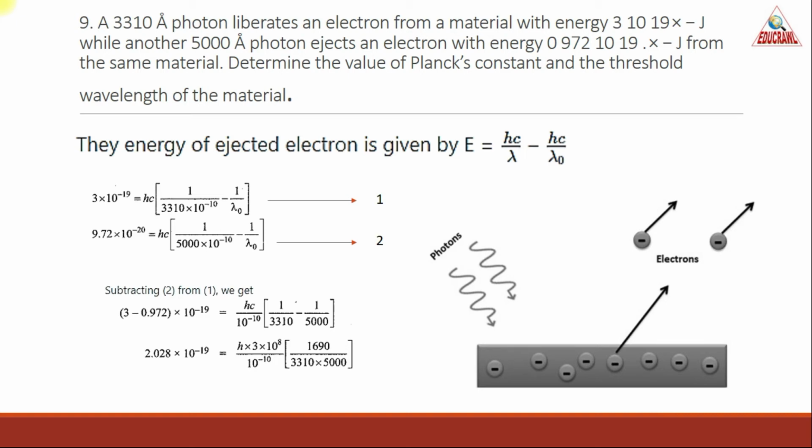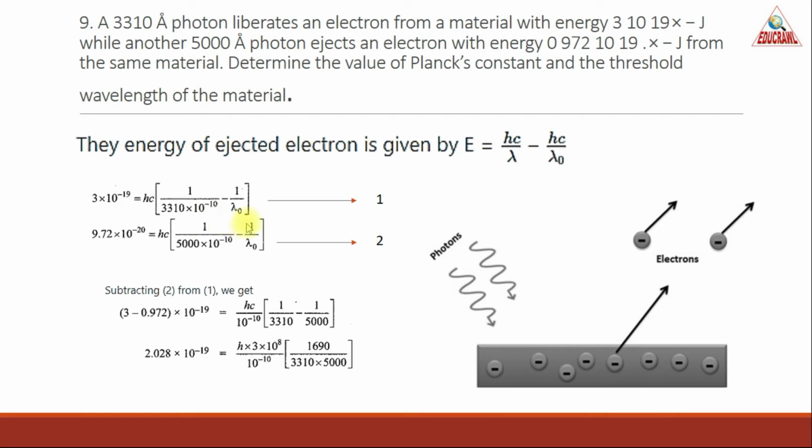Substituting the lambda value, lambda naught we do not know, that only we are supposed to find. Lambda naught is the threshold wavelength. Hence, we get the equation as 3 into 10 power minus 19 is equal to hc into 1 by 3310 into 10 power minus 10 minus 1 by lambda naught. This equation you keep it as 1.